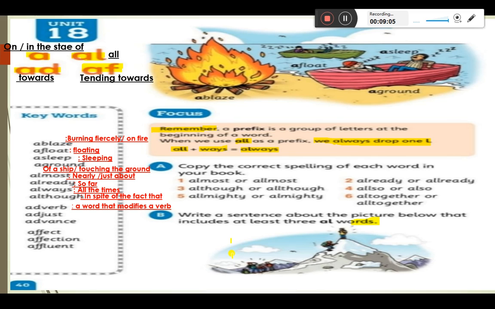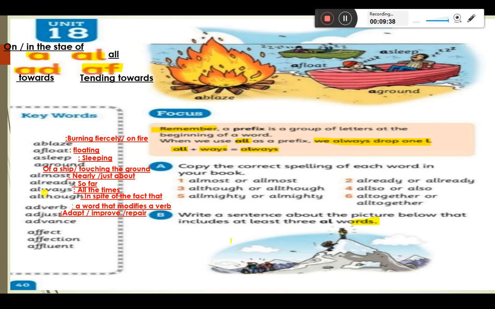Thank you. And then we have add plus just. When we put them together, it will be adjust. Adjust. What do you mean by the word adjust? When you adjust to something, it means that you are doing something to make it look better. So adjust means to improve something, to adapt something, or to repair it. This is what is meant by the word adjust.